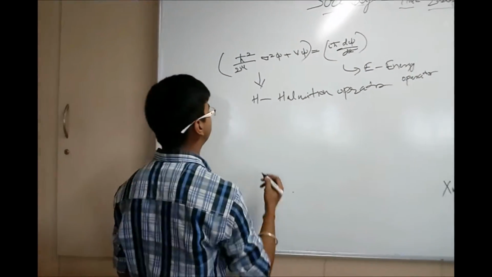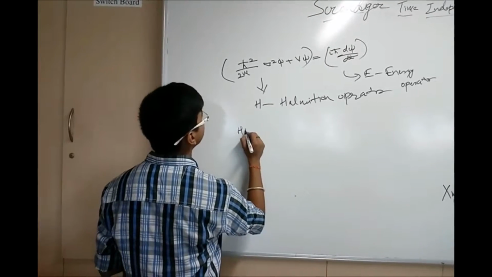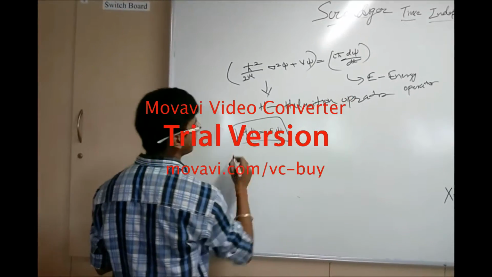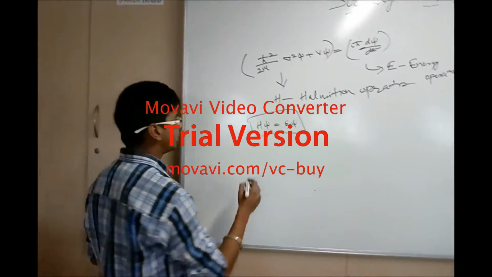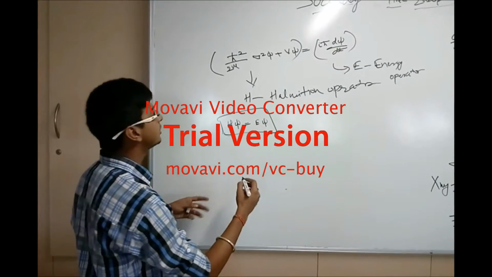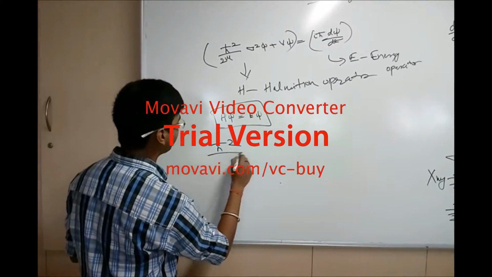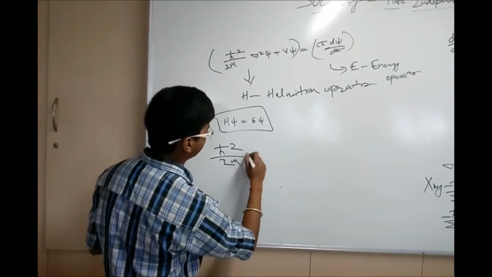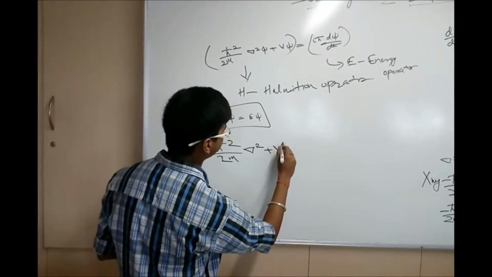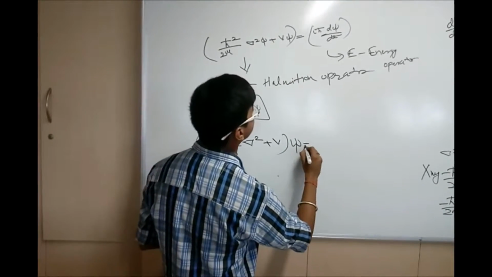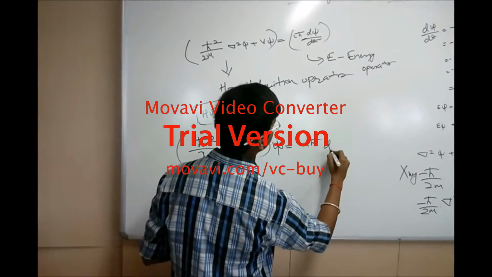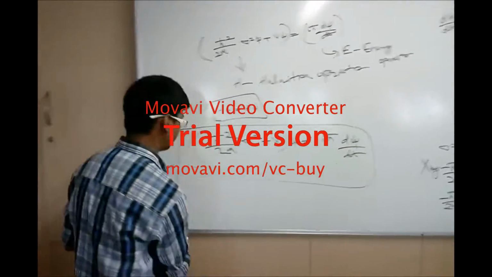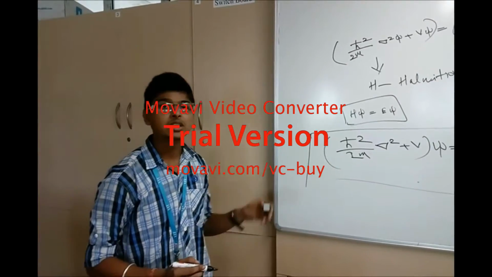Hence, by rearranging the terms, we get Hψ = Eψ. Our final energy equation has become Hψ = Eψ, and the equation was (-ħ²/2m)∇²ψ + Vψ = iħ ∂ψ/∂t. This is our final time-independent Schrodinger equation.